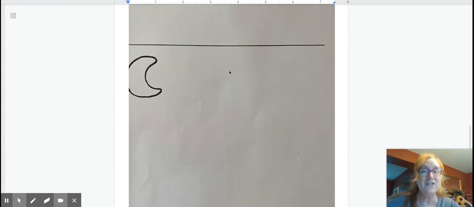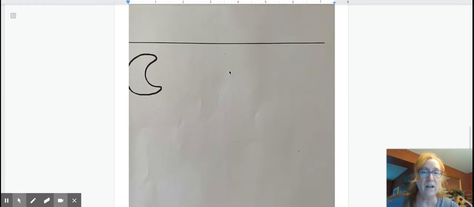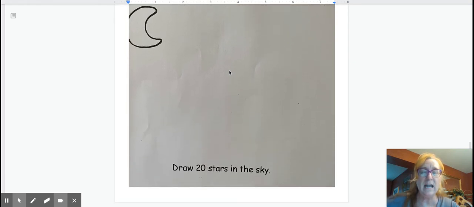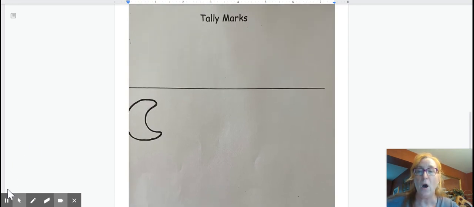Okay, so today is your last number page where you're going to have to show the value of a number in many different ways. The value today is 20, and you are going to draw 20 stars in the sky. 20 stars, and there's a little moon there for you. Okay, so let's first start, of course, with our tallies. So we need to have sets of 5. 1, 2, 3, 4. Shut the door. 1, 2, 3, 4. Shut the door.